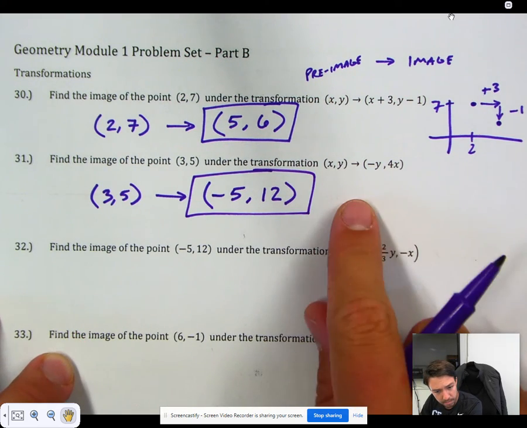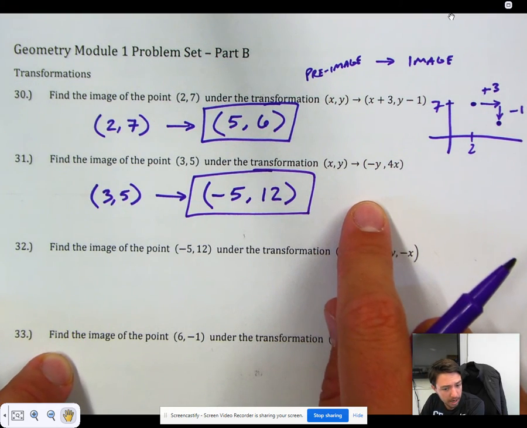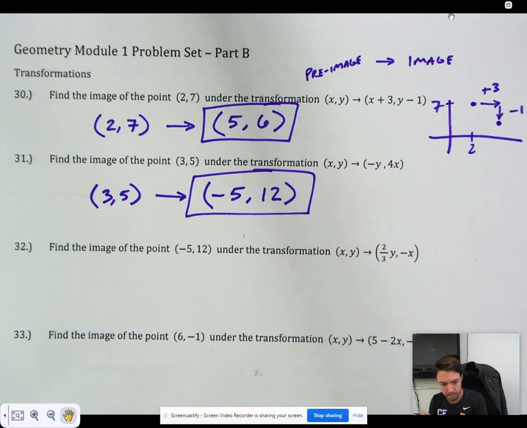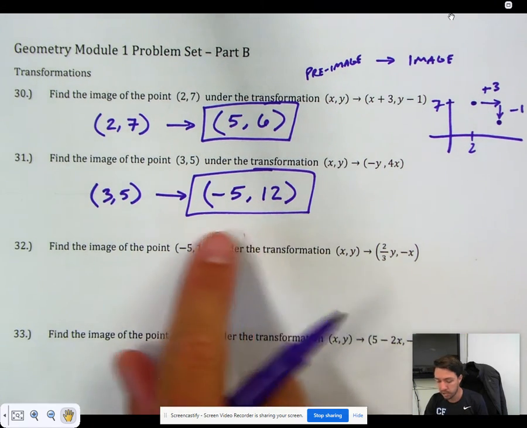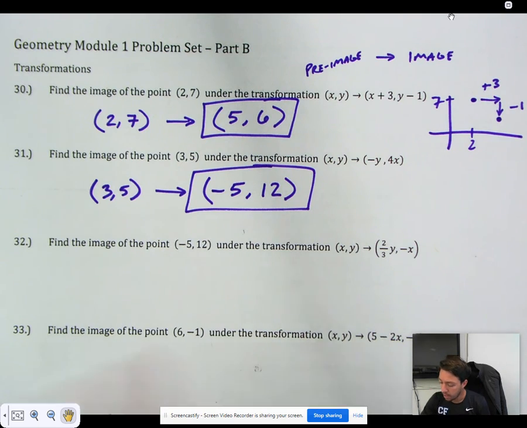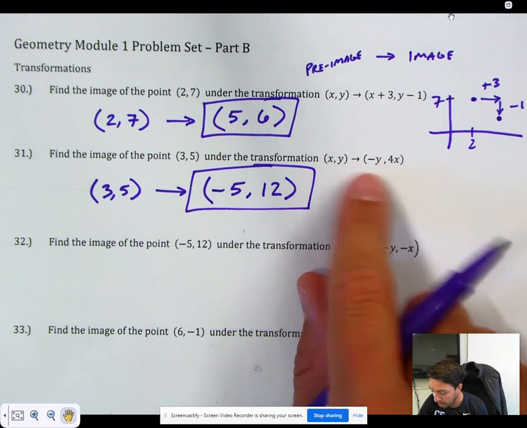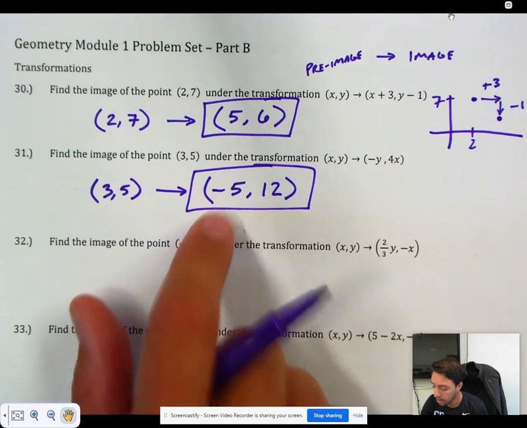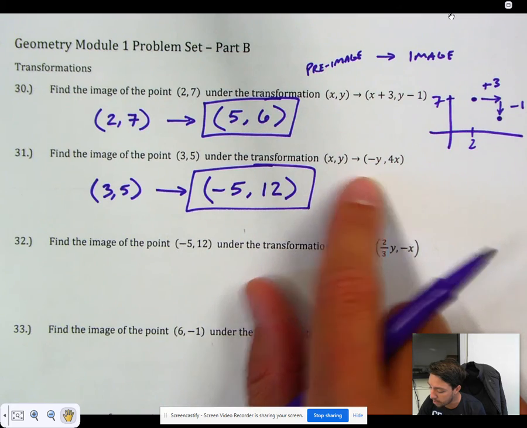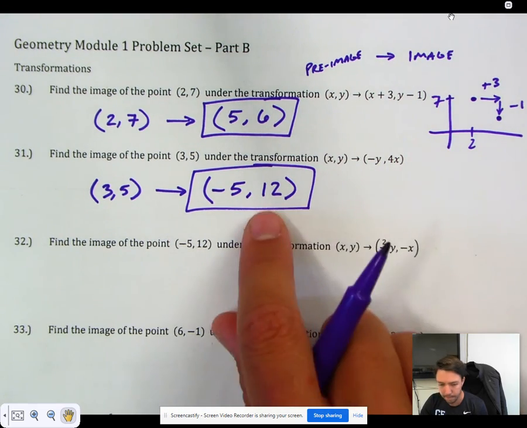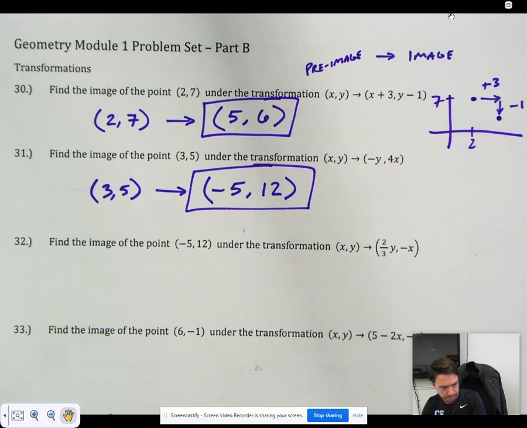Okay, this one was a little bit more challenging because you have to swap the values and also change them. Just to reiterate, we swapped the x and the y. Also, we made that original y value opposite, so that 5 became negative 5. And then the original x value, 3, got multiplied by 4 and became the new y value. Okay.